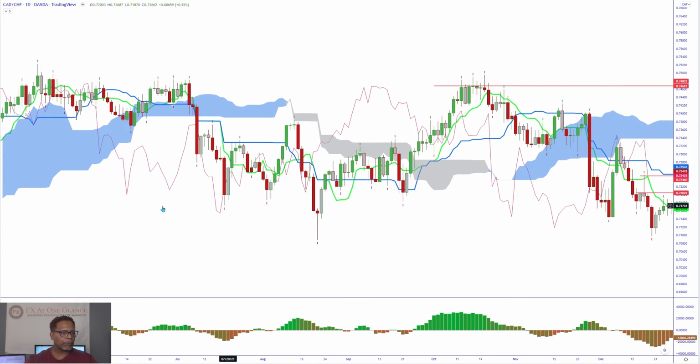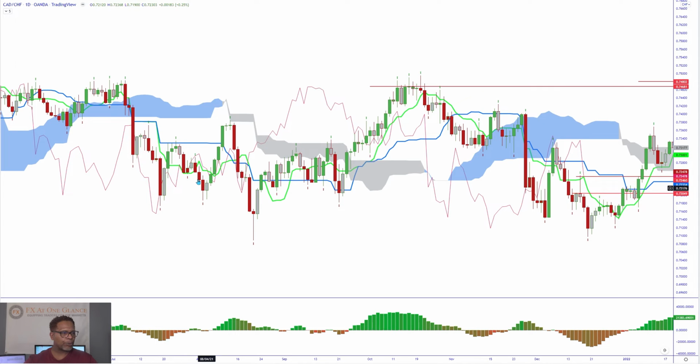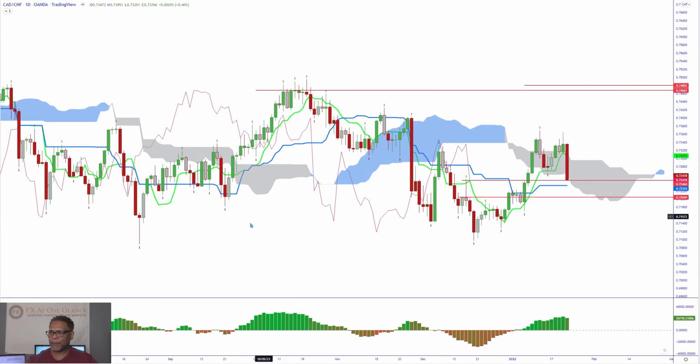Okay, and you would only look for shorts at this point. So if you were going to short, you would short here. You would short here. You would short here, and you would short here. And all of those trades would have been winning trades.